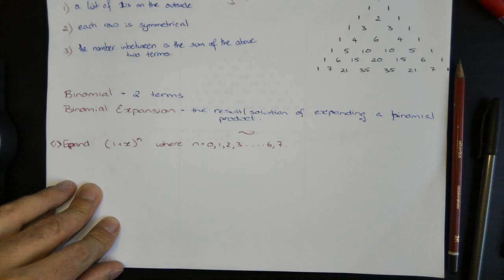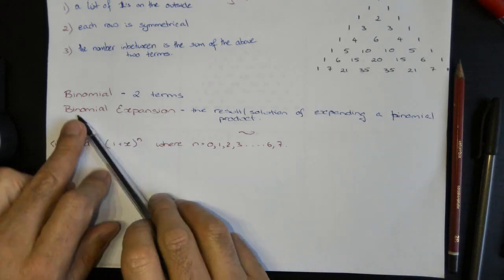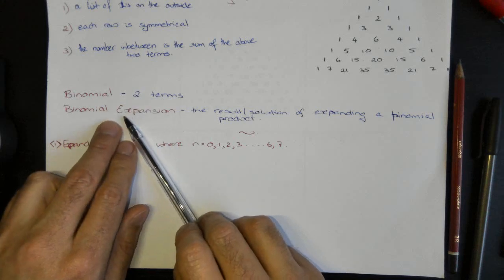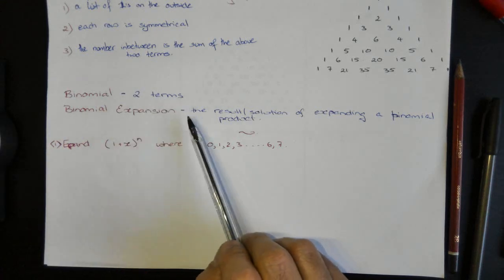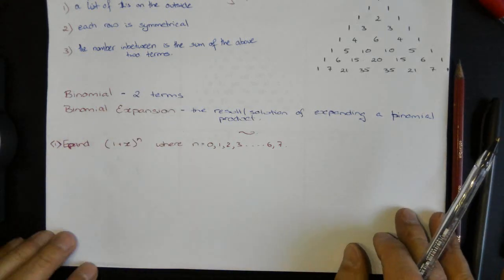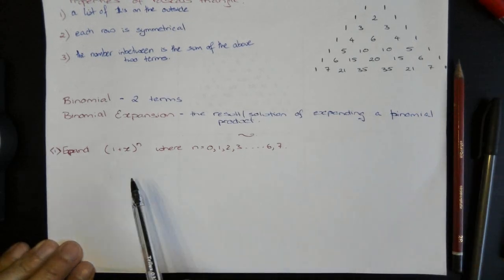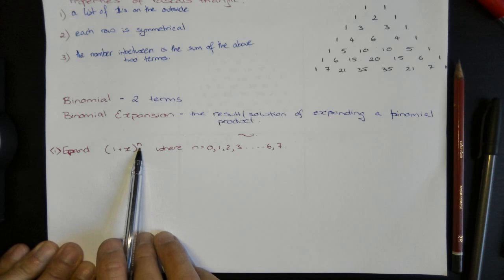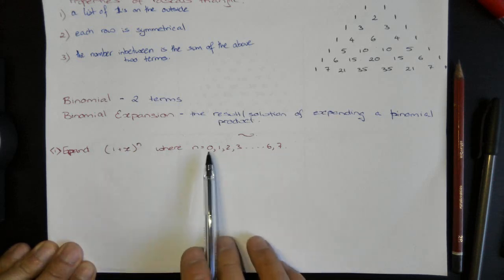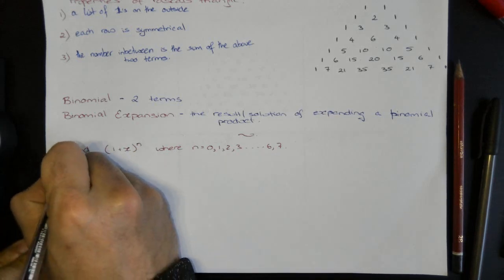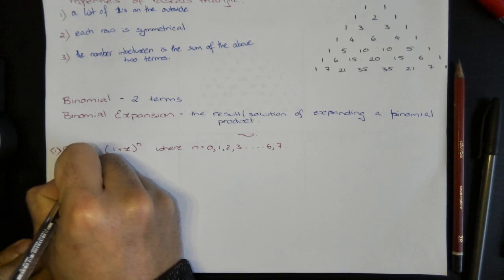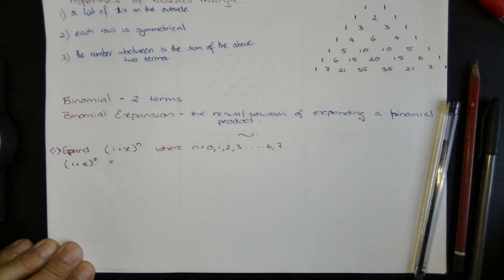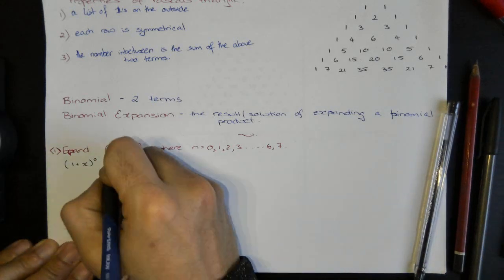It is important to understand what a binomial is. A binomial is something that has two terms. When we're talking about binomial expansion, it's the result of expanding a binomial product. For example, we want to expand 1 plus x to the power of n, where n is going to increase from 0 up to 7. So let's say 1 plus x to the power of 0. The solution to that, anything to the power of 0, is just 1.